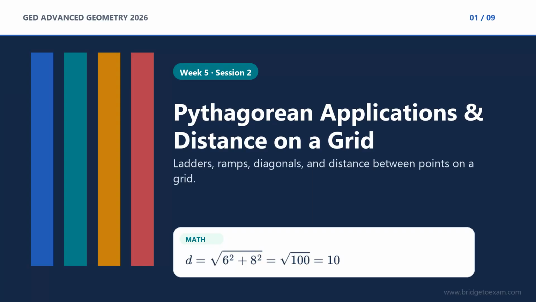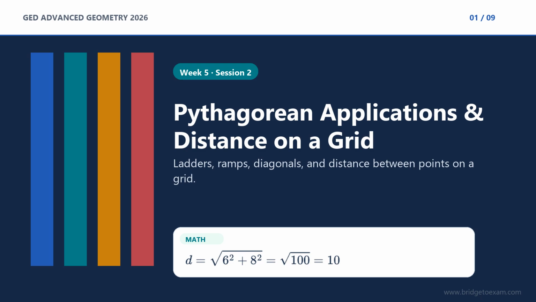Welcome back to GED Advanced Geometry. Take a slow breath and let's build this together one small step at a time. Last session, we learned a squared plus b squared equals c squared. Today, we put it to work.